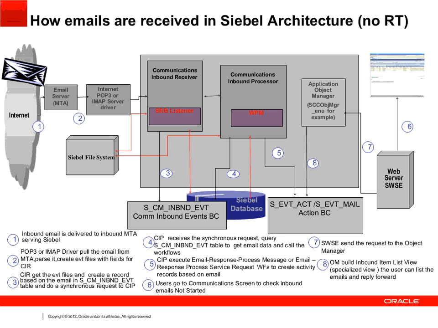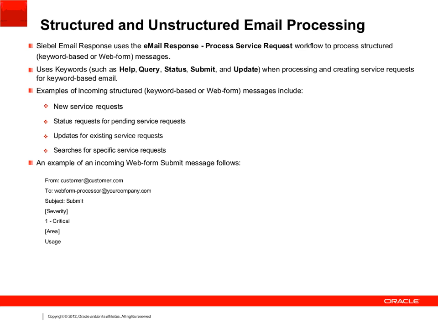Next, we come to how emails are received in Siebel architecture in case of non-real-time mode. In non-real-time mode, the communications inbound receiver receives the inbound messages and queues them for further processing by the communications inbound processor. So here we see the email comes to the email server, and the POP3 or IMAP driver pulls the email, parses it, and creates the EVT files for the communications inbound receiver. The communications inbound receiver gets the EVT files and creates a record based on the email in the S_CM_inbound EVT table, and then it submits a request to the server request processor so that the communications inbound processor can intercept the same request.